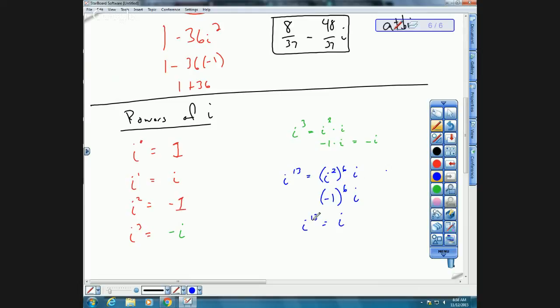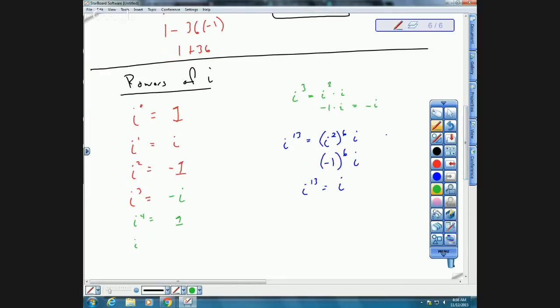I hate that way. I can't stand doing it that way. It doesn't make any sense to me. You have a pattern here. If you found I to the 4th, I'm going to go ahead and tell you I to the 4th is actually 1, because I squared times I squared is negative 1 times negative 1, which is positive 1. I to the 5th is I. So you see how my pattern here is 1, I, negative 1, and then it starts to repeat. 1, I, negative 1, I. So it's a pattern of 4.